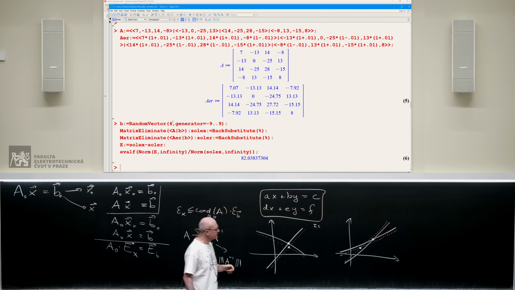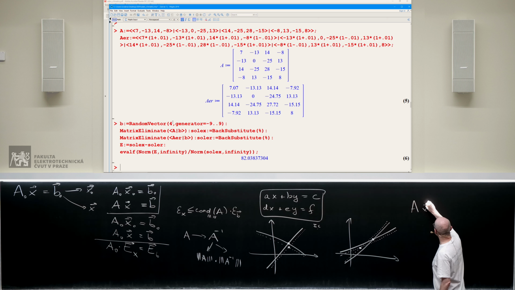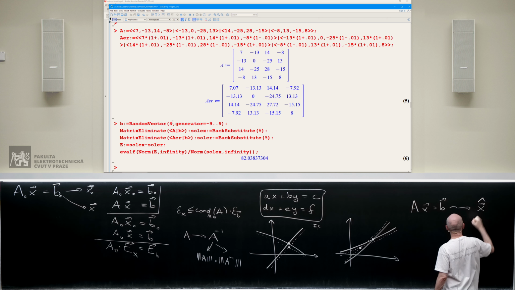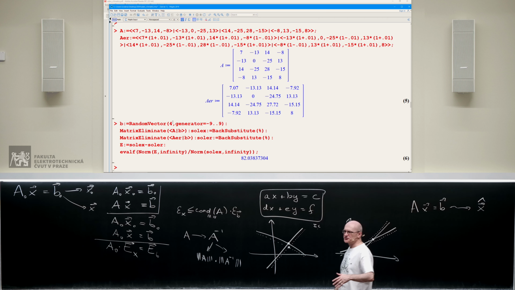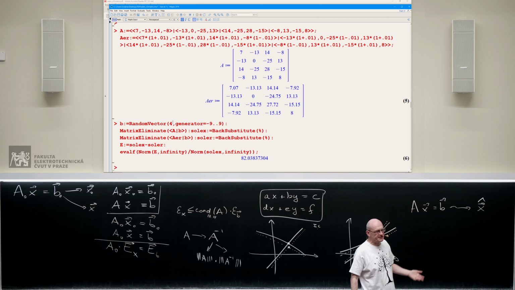Here is one popular trick. Let's say that somebody gives you a really huge system of equations. You try to solve it, and you get something. And you are asking, okay, should I trust it, or is it a badly conditioned system and I cannot trust it? That's a good question. So what you can try is this.